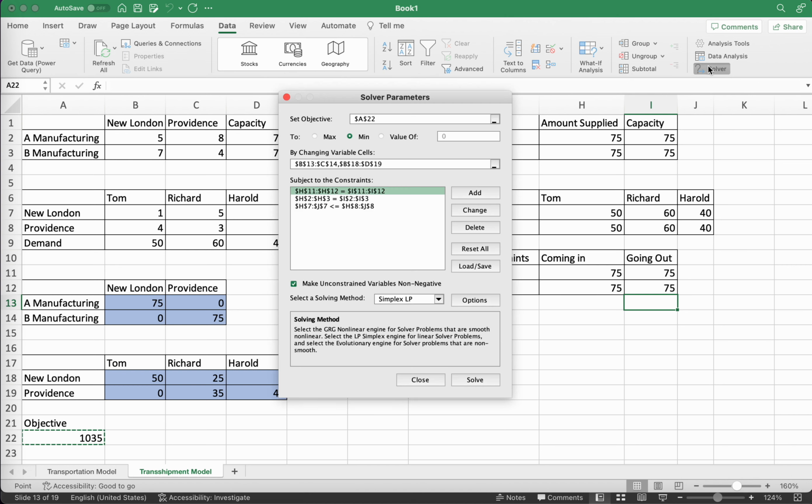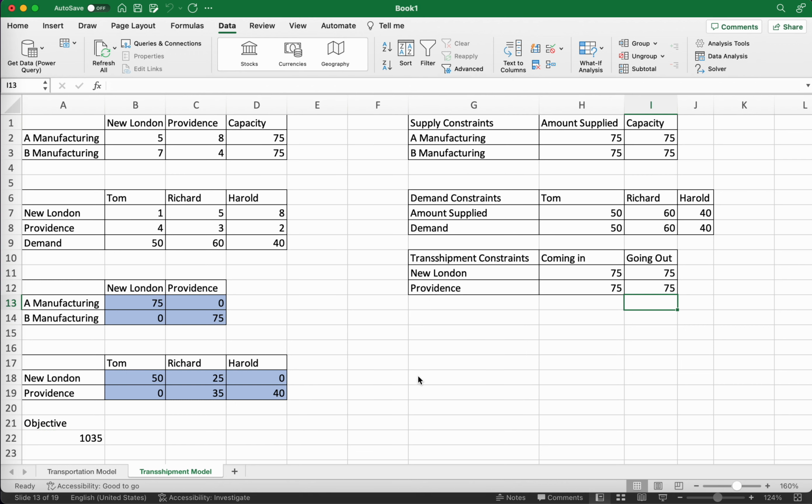So when you put it into solver, because one set of these constraints was equal to, the other set being less than or equal to did not matter. But technically, you should put all your constraints as equal to constraints in this case. But that's fine. Now, you're sending 75 units to New London. Of that, 50 units go to Tom, 25 to Richard. You're sending 75 to Providence. From Providence, nothing goes to Tom, 35 goes to Richard, and 40 goes to Harold, right? And the total cost of doing all of this is $1,035, and you cannot do it for less than $1,035, right?